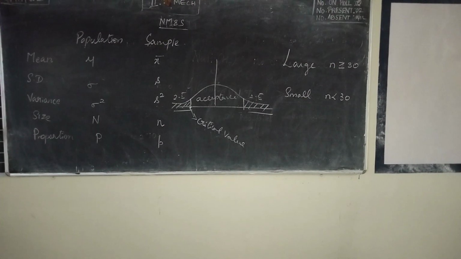Next definition. The region of the sample space which amounts to the acceptance of H naught is called the acceptance region.